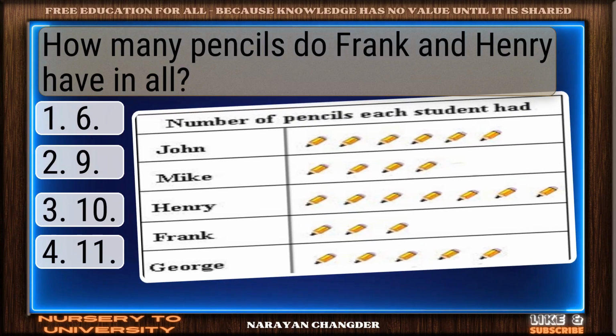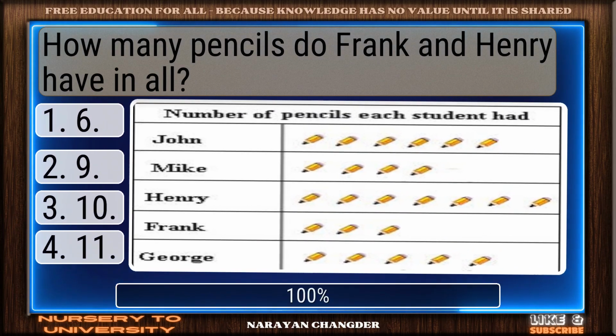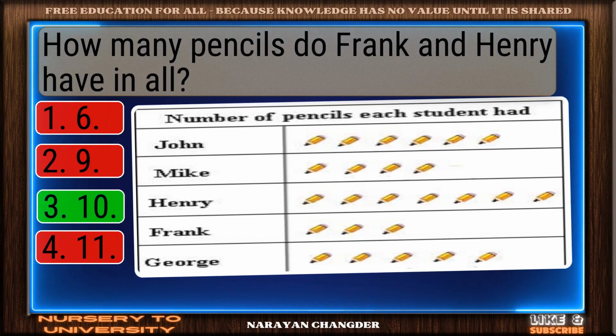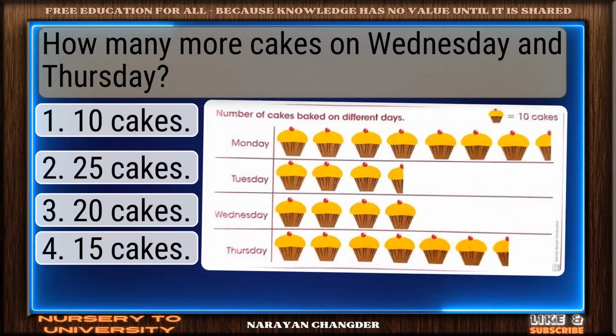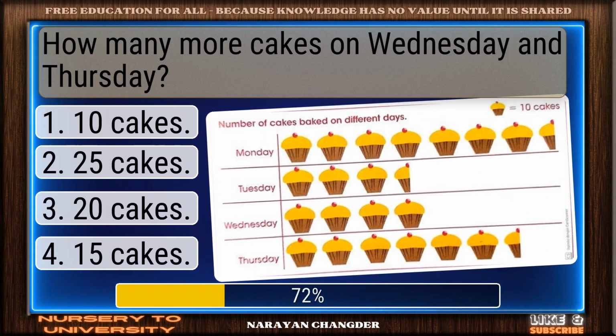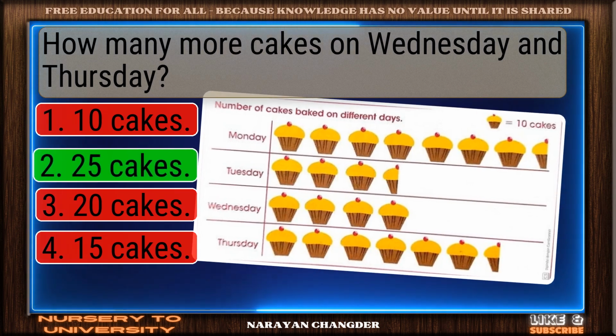How many pencils do Frank and Henry have in all? Good job. Your answer 10 works well here. How many more cakes on Wednesday and Thursday? Well picked. 25 cakes is the correct answer.